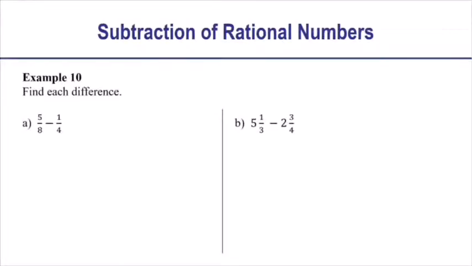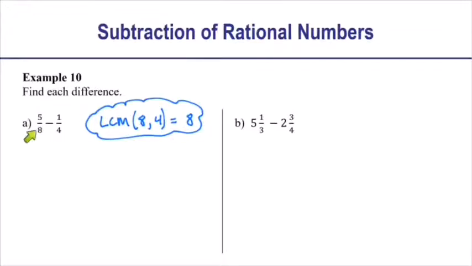So here's example 10. Find each difference. So we have 5/8 minus 1/4. Now notice that these denominators are different, so we'll need to make these denominators the same. And the least common multiple for 8 and 4, of course, is going to be 8, because 4 does go into 8. So of course 8 is the smallest number that they can both go into.